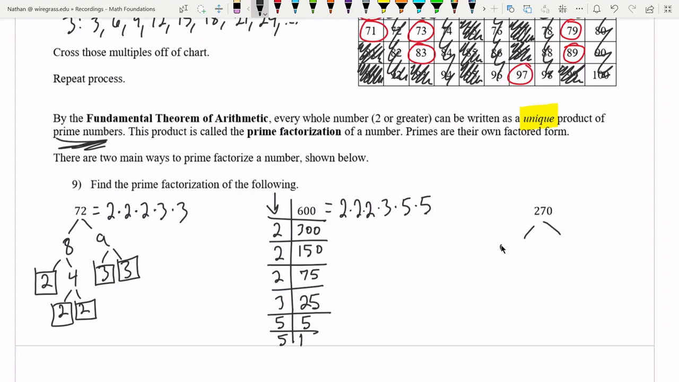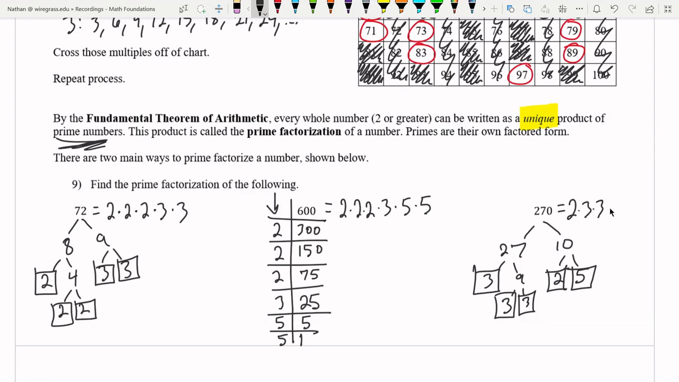270 is the same thing as 27 times 10. 27 is 3 times 9, and 9 is 3 times 3. 10 is 2 and 5, and there's my factorization. 3 times 3 times 3 times 2 times 5, or from lowest to highest, 2 times 3 times 3 times 3 times 5. That's the prime factorization of 270.